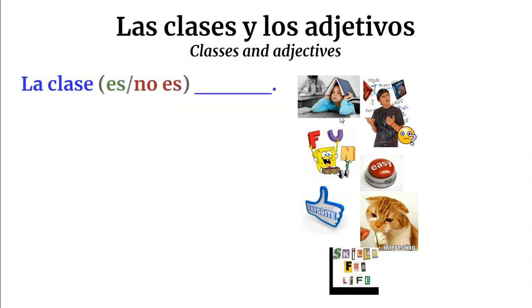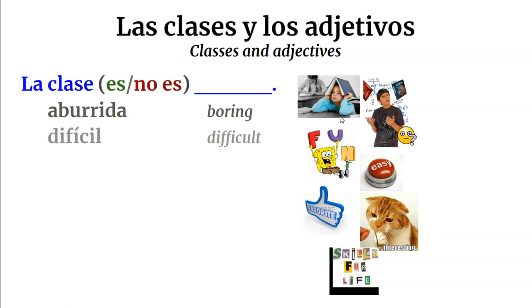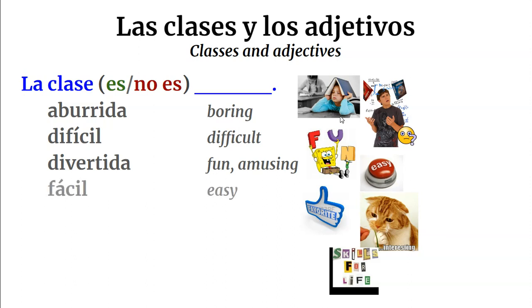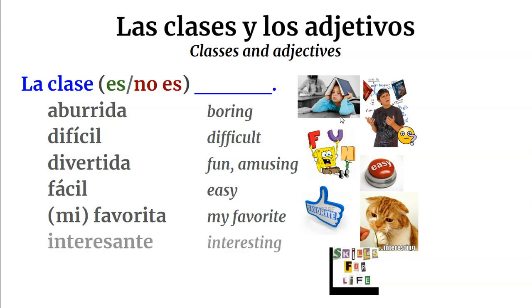Here are the 7 adjectives. Aburrida, boring. Difícil, difficult. Divertida, fun and amusing. Fácil, easy. Mi favorita, my favorite. Interesante, interesting, and práctica, practical or useful, something that you will use later in life.